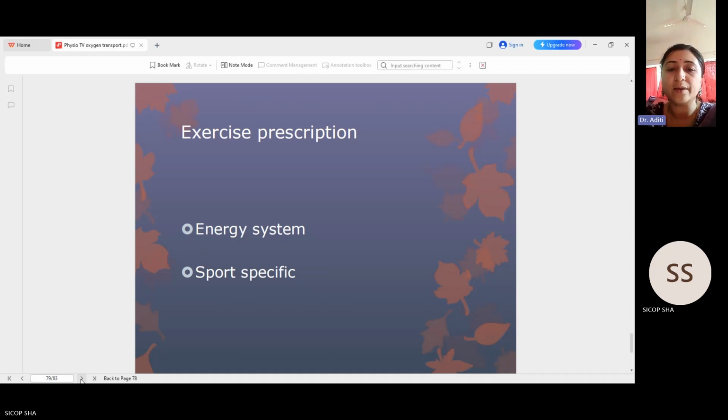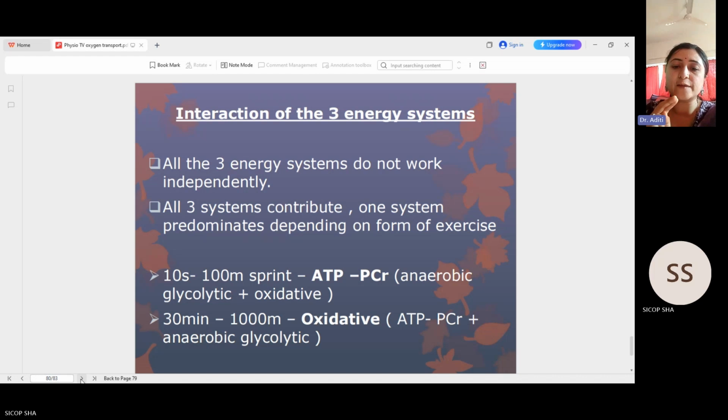So we have seen the energy systems in detail. We have seen how the three different energy systems come into the picture depending on the duration of the exercise and the intensity of the exercise. Next slide, please. So we have seen ATP PCR, the anaerobic glycolysis system, and the oxidative system. Depending on what type of training you want to give to the individual or to the patient, you need to design your exercise program accordingly in order to improve the oxygenation and the V by Q matching.